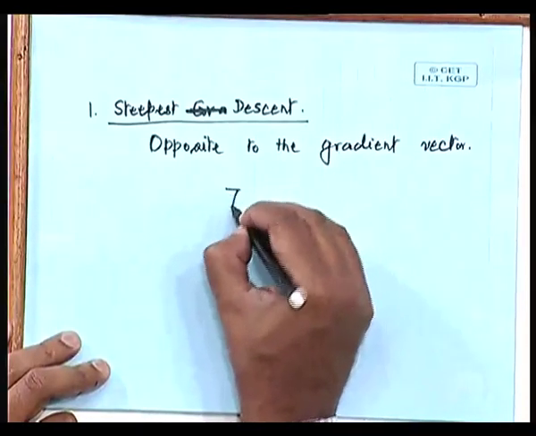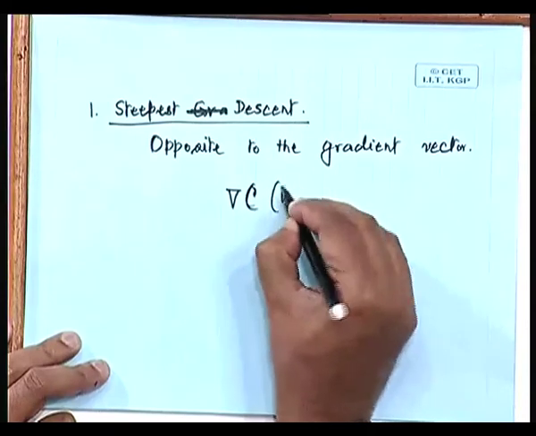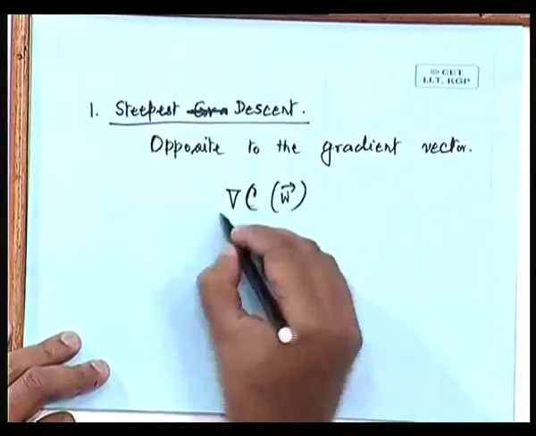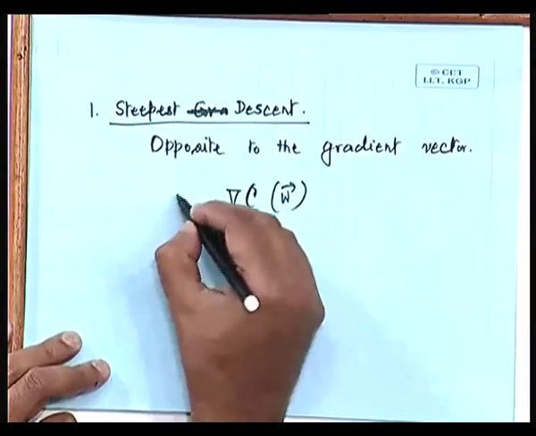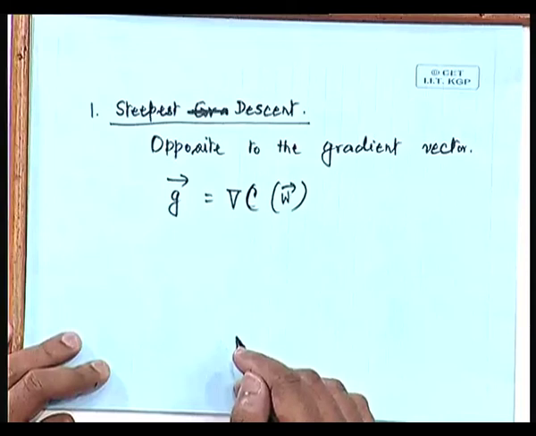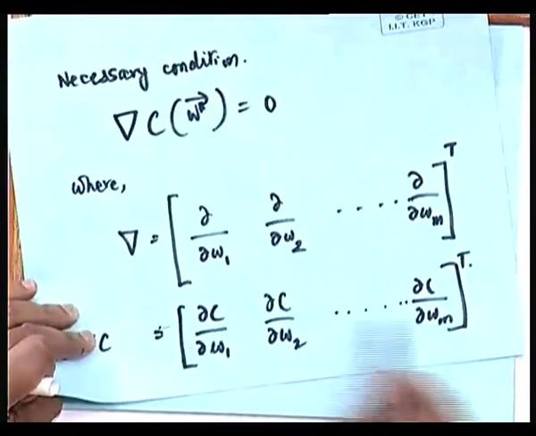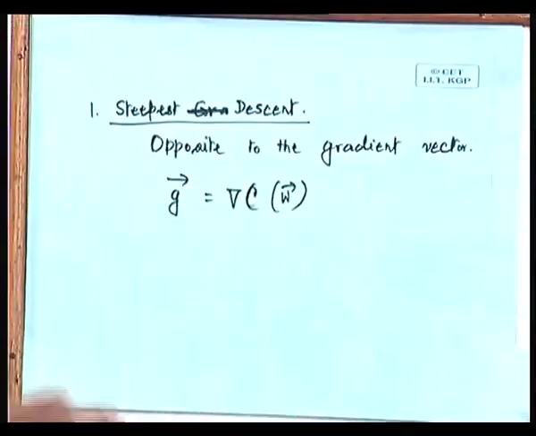So, that is something that you have to avoid. So, it is a downhill travel that we have to understand. Anyway, so direction opposite to the gradient vector. Now, what is the gradient vector? Gradient vector I said is del C as a function of W vector, and instead of writing this del C W every time, I am just going to denote it by a new notation G vector. So, G vector is nothing but this gradient vector. So, G vector is one and the same as this.